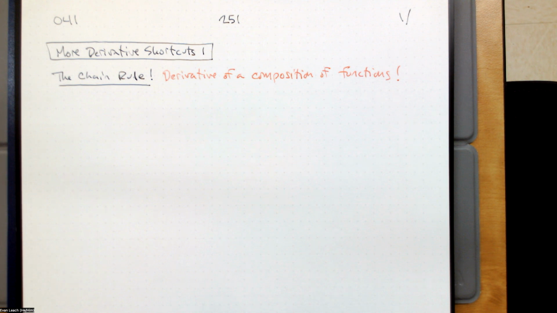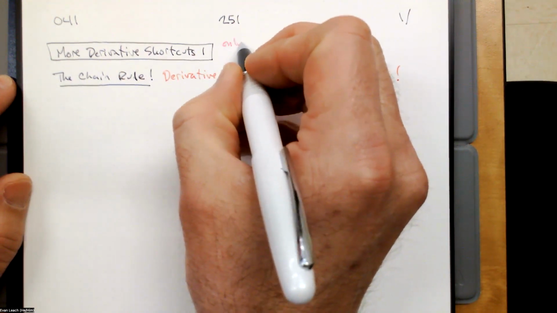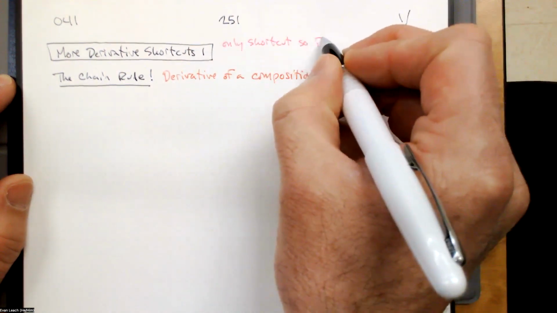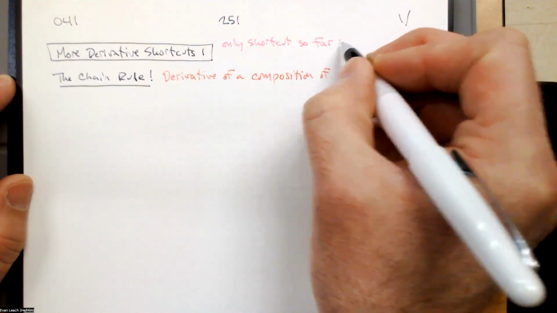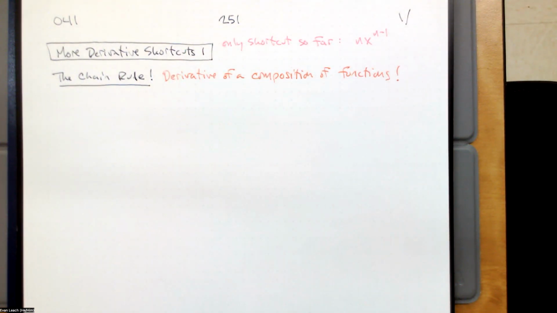Our first one is we're going to look at the chain rule, which is for finding the derivative of a composition of functions. Right now, all we have is nx to the n minus 1. We have to be able to write everything as powers of x. This is very limiting.